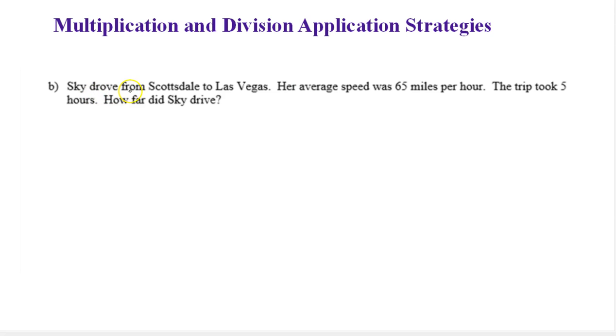So Sky drove from Scottsdale to Las Vegas. Her average speed was 65 miles per hour. The trip took 5 hours. And we're asked, how far did Sky drive? So that's what we want to find. Okay. And you may see that this is a distance, rate, and time problem. So we're given speed, we're given time. So let's write what we're given.